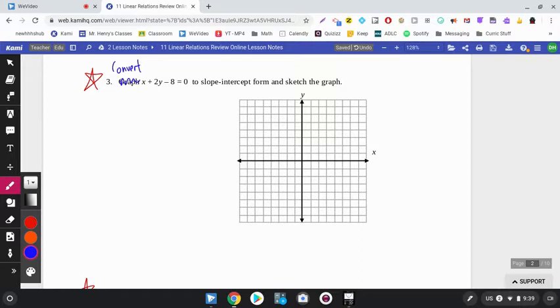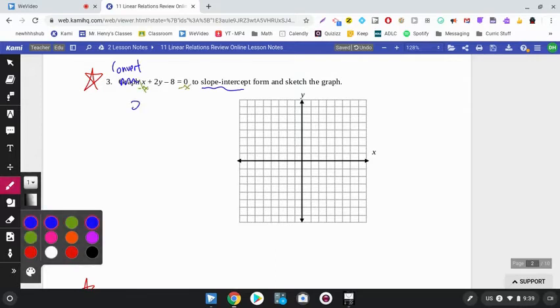I don't want it in general form. I'm going to convert it to slope-intercept. So I'm going to rearrange to get the y all on its own. Maybe I start by subtracting x from both sides. That gets rid of the x beside the y. 2y minus 8 equals -x.